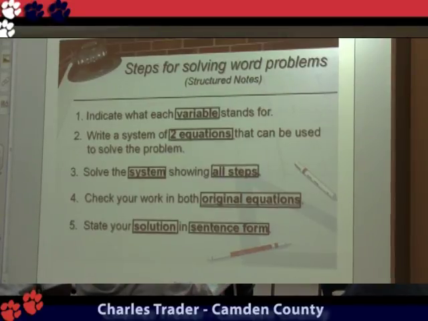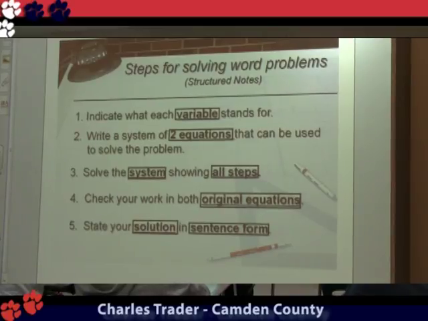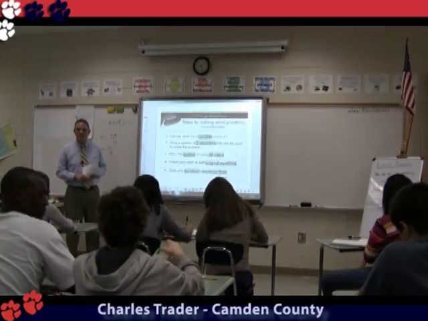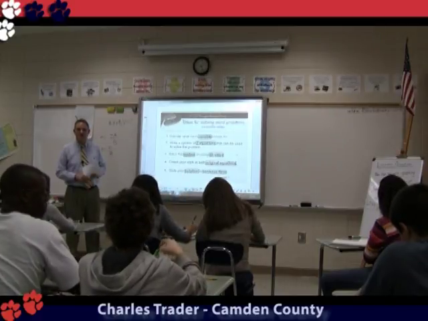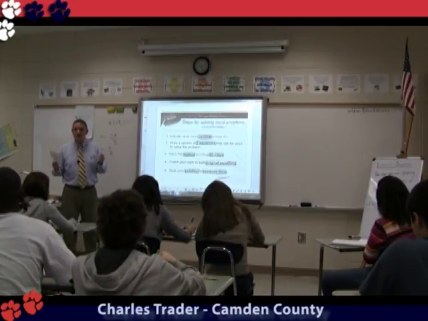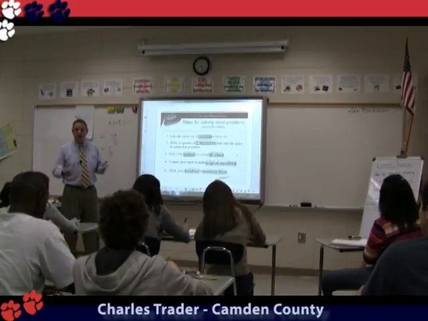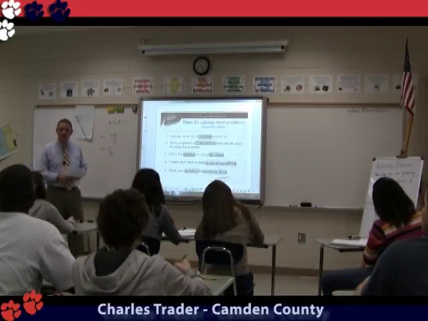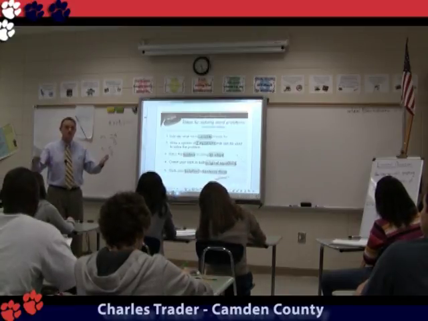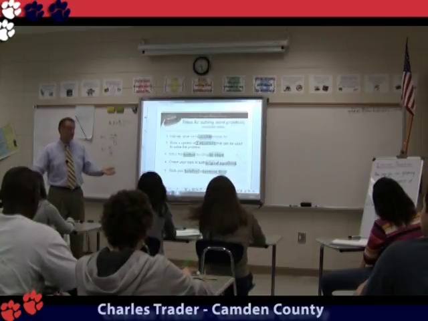The first step. Hunter, can you read the first step for me? Indicate what each variable stands for. What does that mean? Austin? It means in a word problem, you need to list what your x's and y's are going to stand for. That's exactly right. Now, are they always x's and y's? No. We found that out a number of times, so you can stay consistent with identifying what you're actually solving for in the problem.